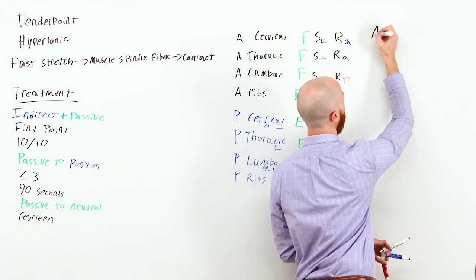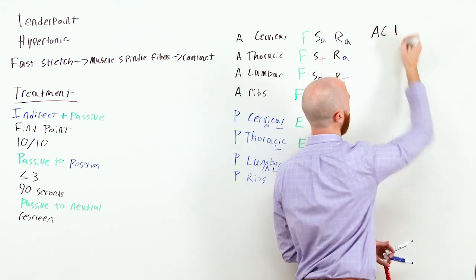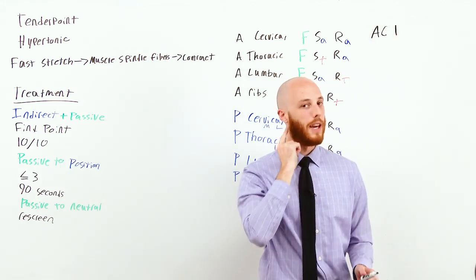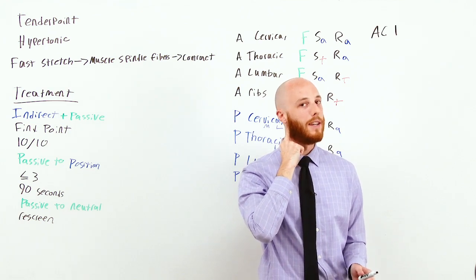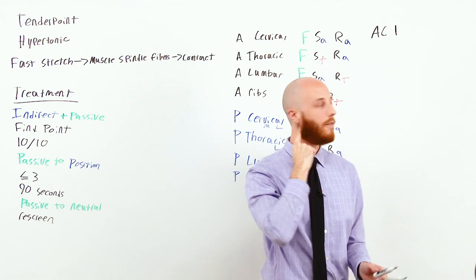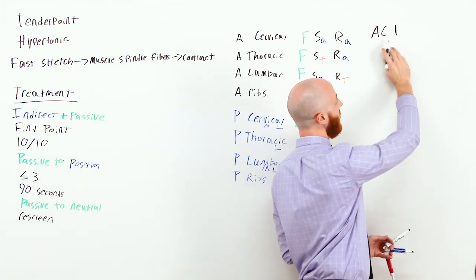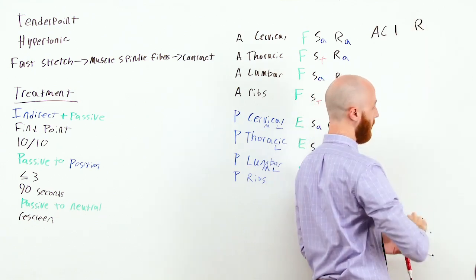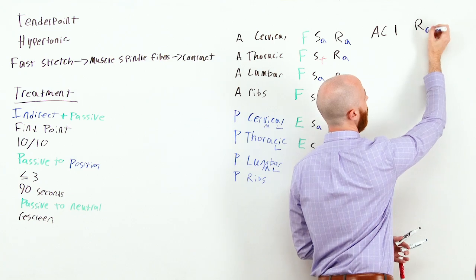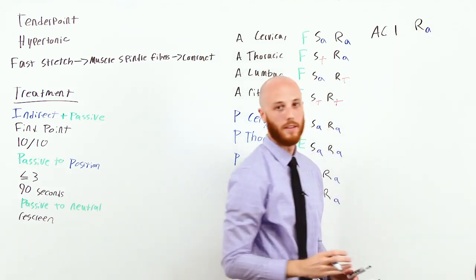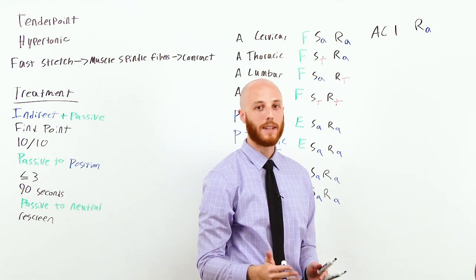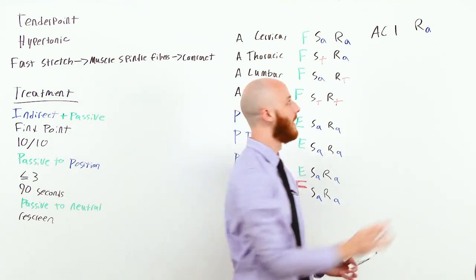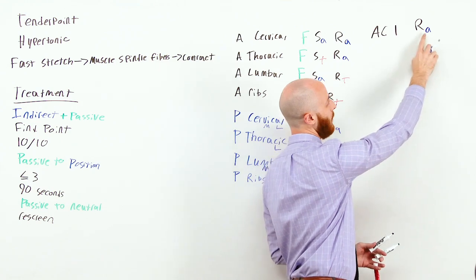So the first point is going to be anterior cervical 1. This point is located right behind the mandible, up high near the ear, AC1. Now it's AC1. There's only one motion, and it's going to be rotate away. One motion. So don't worry about flexion, don't worry about extension, don't worry about side bending. One motion, rotate away.